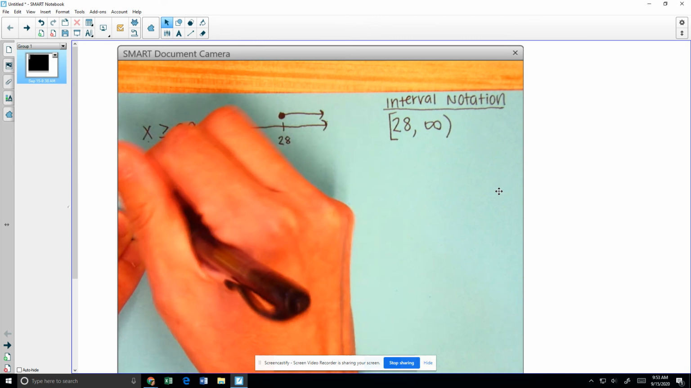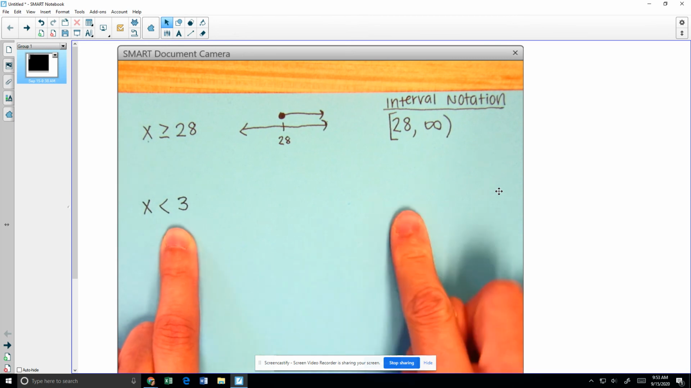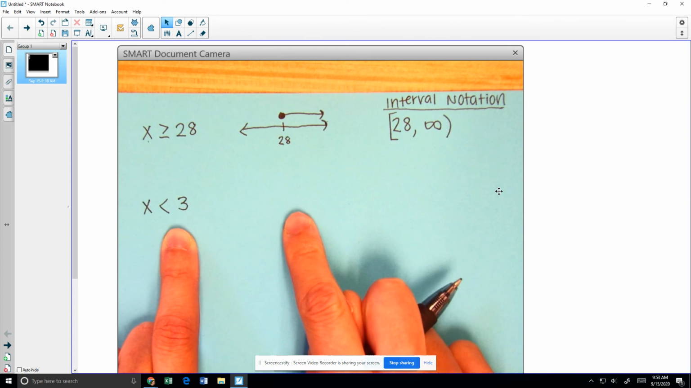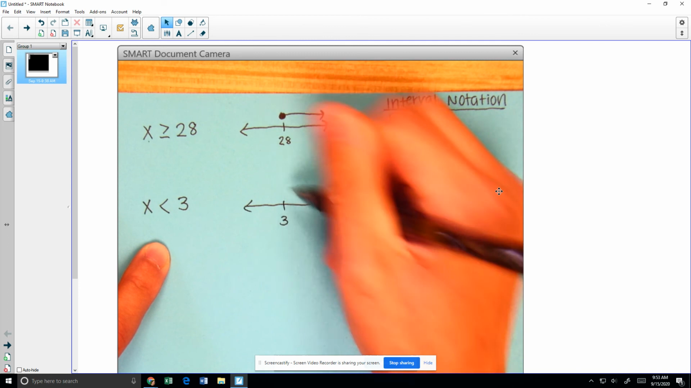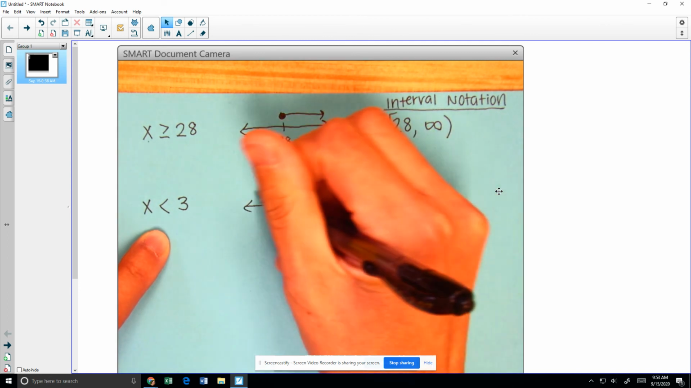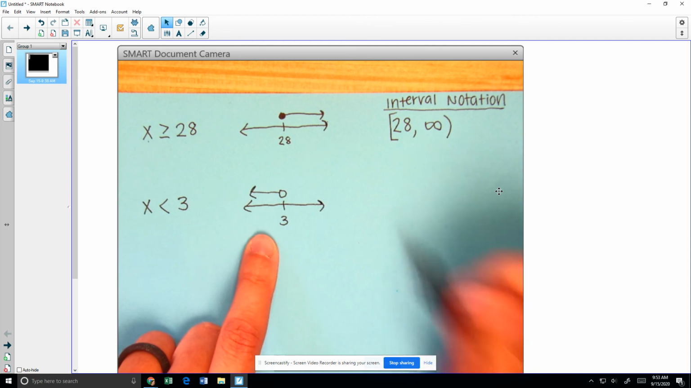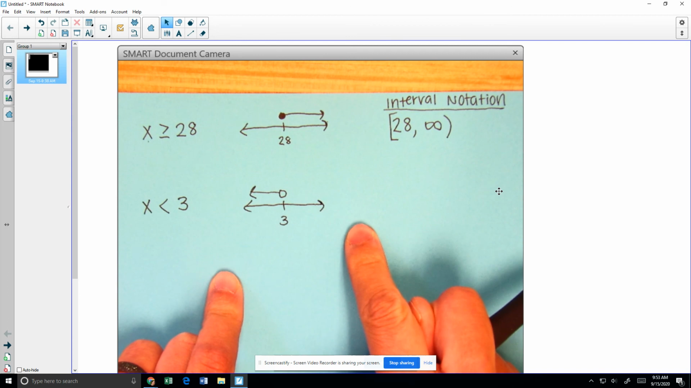Let's say you solve a problem and you get x is less than 3 as your answer, okay? The easiest way to figure out how to write it in interval notation is maybe look at the graph first. So if I were to graph this, I have 3. I have an open circle this time. Since x is less than, it goes to the left. So remember, when I write it in interval notation, I always go from left to right.